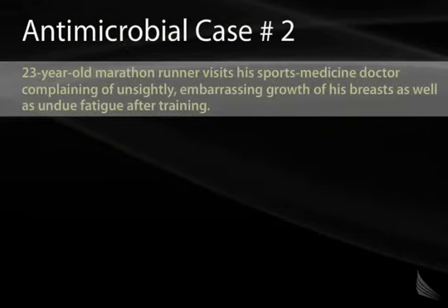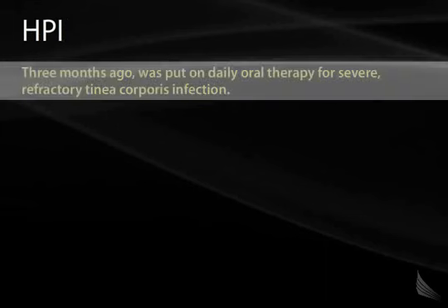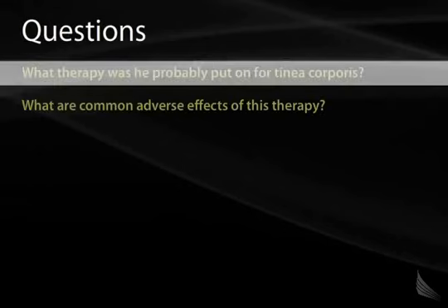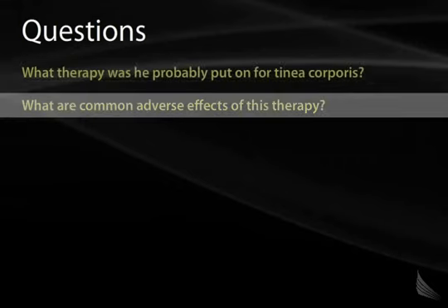For case number 2, we have a 23-year-old marathon runner who's visiting his sports medicine doctor complaining of unsightly, embarrassing growth of his breasts as well as undue fatigue after training. For the history of present illness, 3 months prior to presentation, he was put on daily oral therapy for severe refractory tinea corporis infection. However, he is unable to remember the medication that he was started on. Some questions: What was the medication he was likely put on for his tinea corporis or fungal infection? And what are the common adverse effects of this therapy?